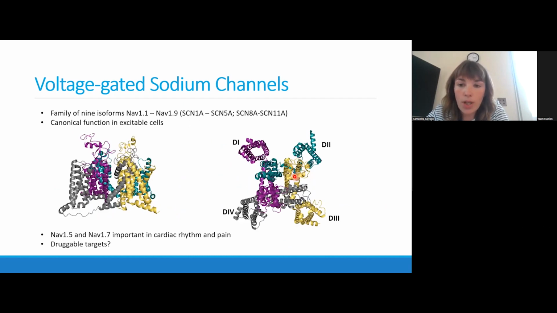In their 3D structure, they're organized into this pseudo-tetrameric organization. I've highlighted domain 1 in purple, domain 2 in turquoise, 3 in yellow, and 4 in gray. The voltage sensing regions sit at the periphery and the pore domains in the center, creating the central ion cavity through which sodium current flows. They typically exist in vivo in complex with one or more regulatory beta subunits. Our primary interests are Nav1.5 and Nav1.7, given their function in cardiac arrhythmia and pain respectively. We're also interested in how they're regulated by the beta subunits and the potential to selectively modulate their function.